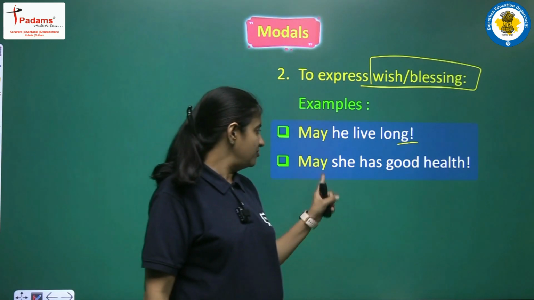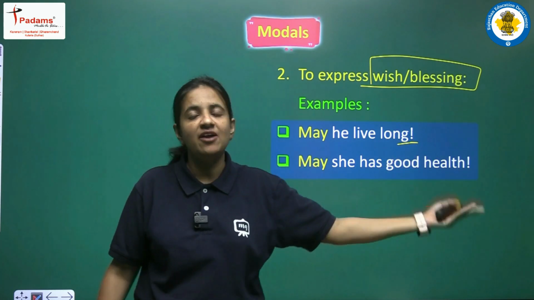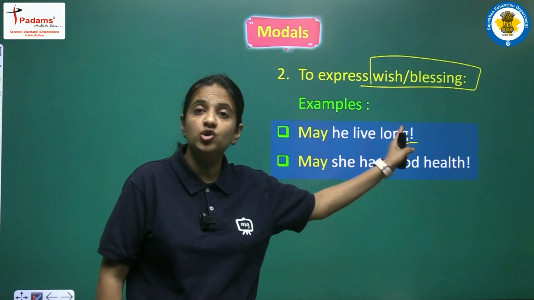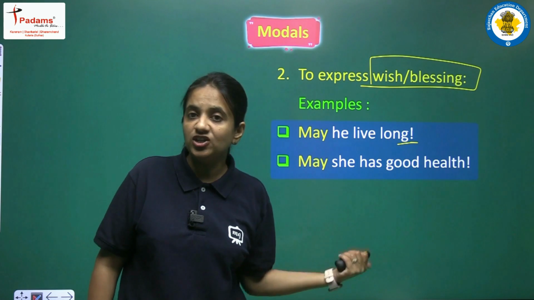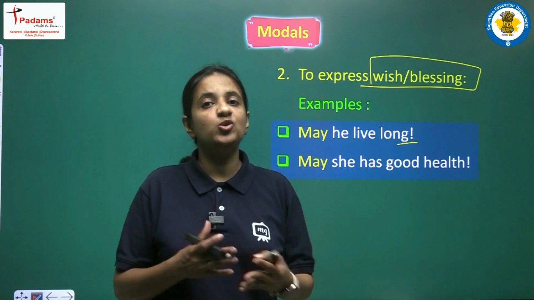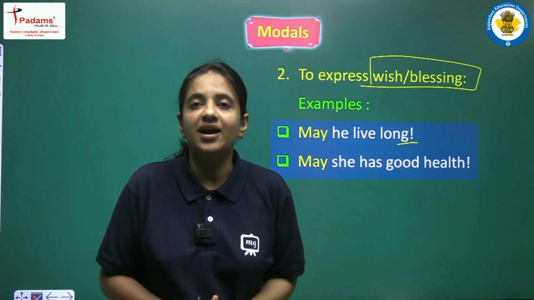Similarly, one more example we are having here: may she have good health! Again we are having one wish for someone and we are saying that may she have good health. So such kinds of wishes, blessings and prayers can be expressed using may, and at the end of the sentence there will be an exclamation mark.